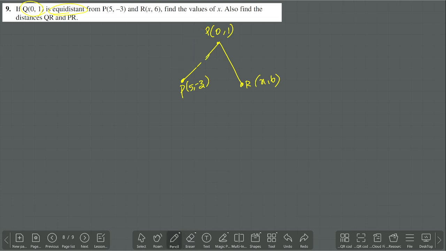Okay, right. So we are going with this condition and we have to find the values of x. Also find the distances QR and PR. So we have to find QR, PR, and the x value. This can come for 3 marks, or if you are lucky, it will come for 5. Shall we go? Right.